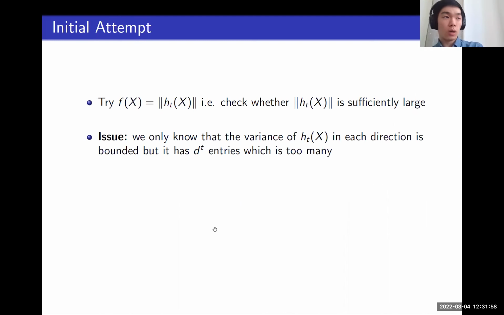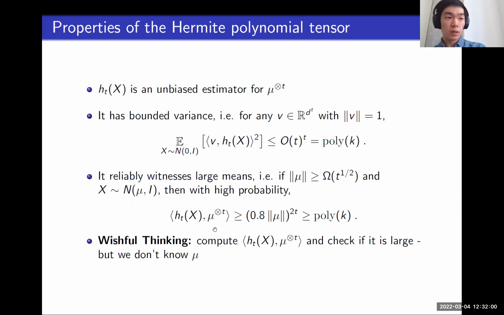Yeah, sure. Okay, let me go back to the previous slide. Can you see my cursor, by the way? Yeah, okay. So this implies that the norm of HT of x is at least the norm of mu to the t. Or I guess half the norm of mu to the t. Yeah, half or something. Okay. But if the norm is quasi-polynomial, then that doesn't tell us anything anymore. Right.